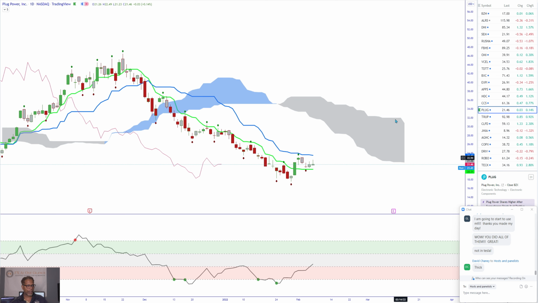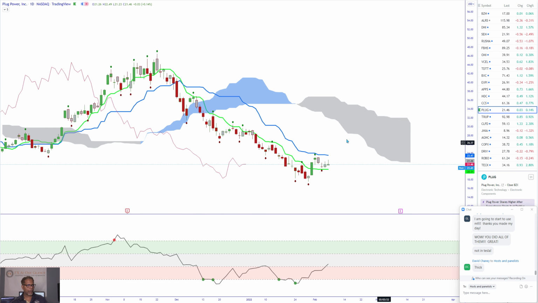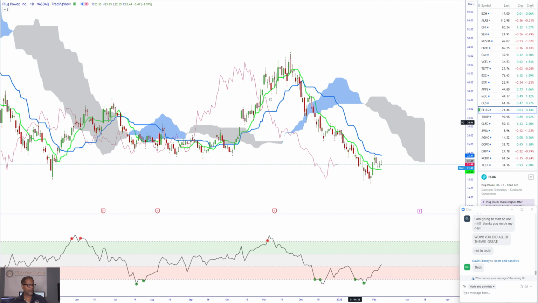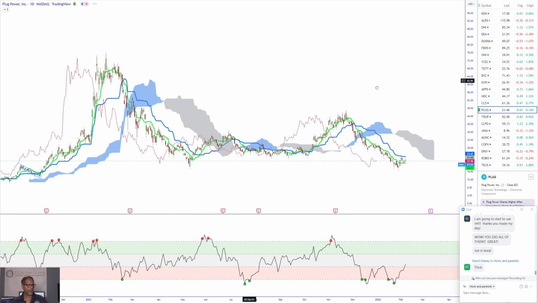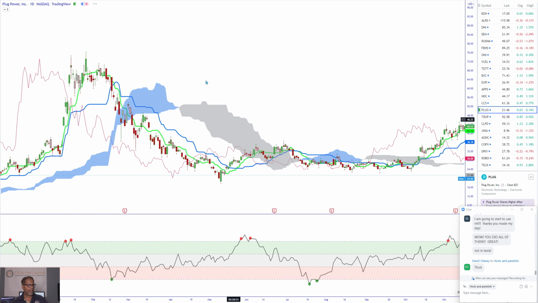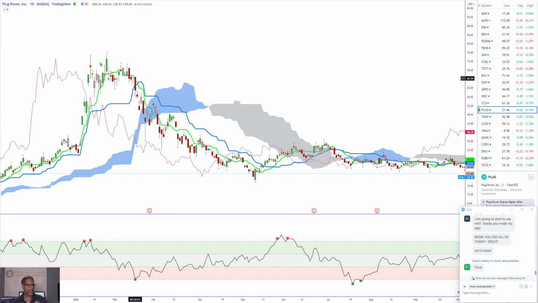Our cloud is really thick. Look at these clouds when you get to tops and bottoms. This chart will show you why I say that about clouds. I knew I was at a top up here when I had this thick cloud. Let me go back to the replay mode. We could look at it even better.